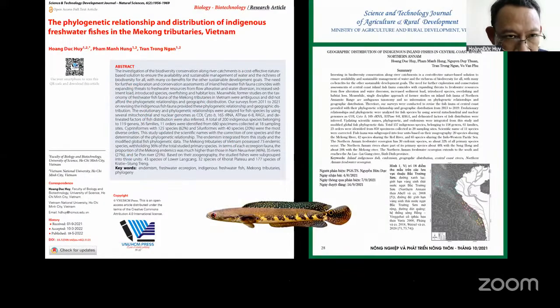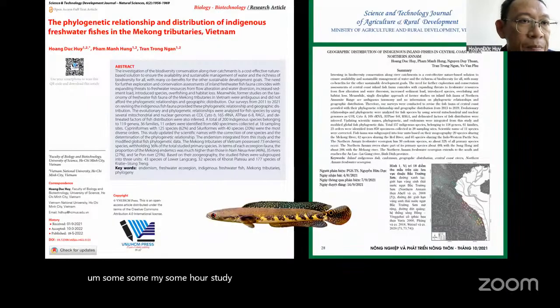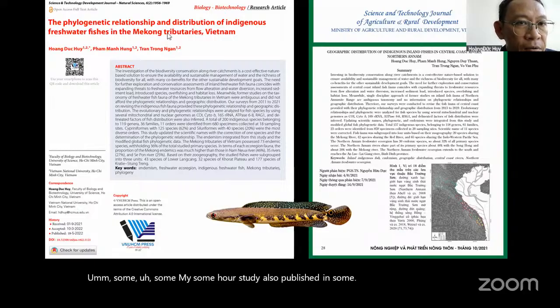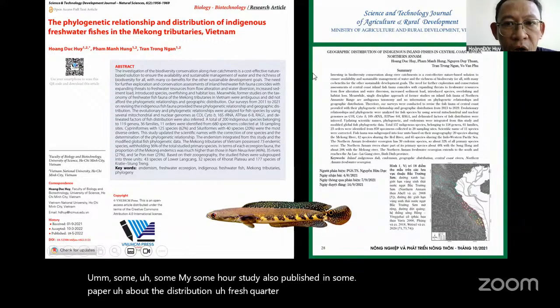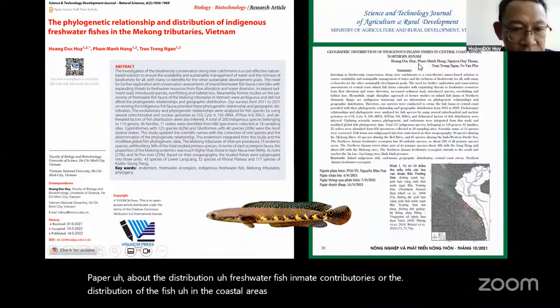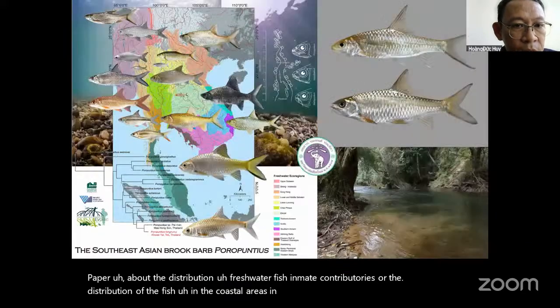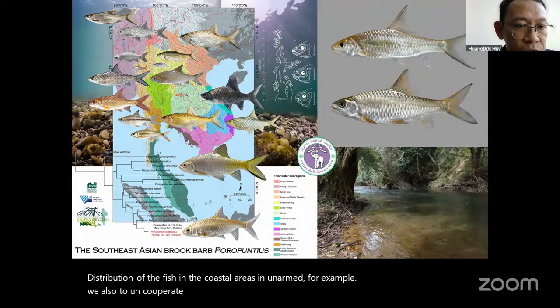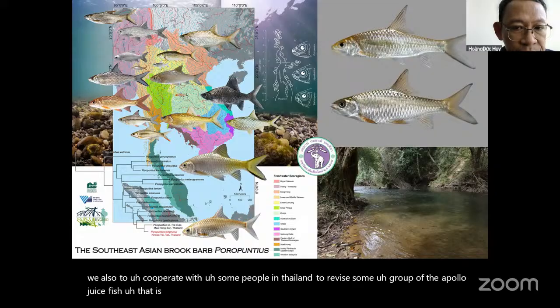Some of our studies were also published in papers about the distribution of freshwater fish in Mekong tributaries, or the distribution of fish in the coastal areas in Annam, for example. We also cooperated with some people in Thailand to revise some groups of the Poropuntius fish. That is a type of stream fish in the mountains.